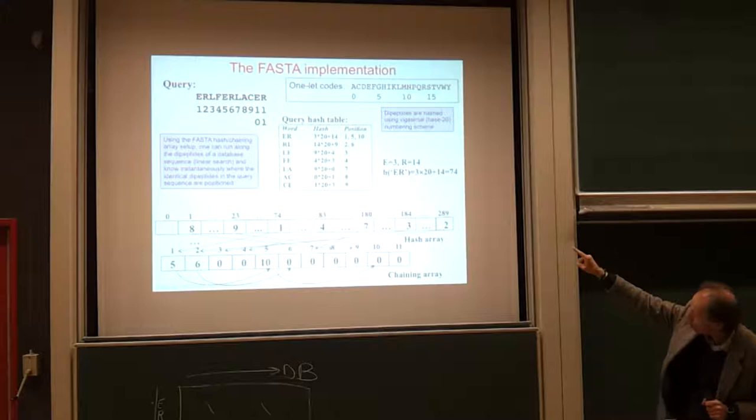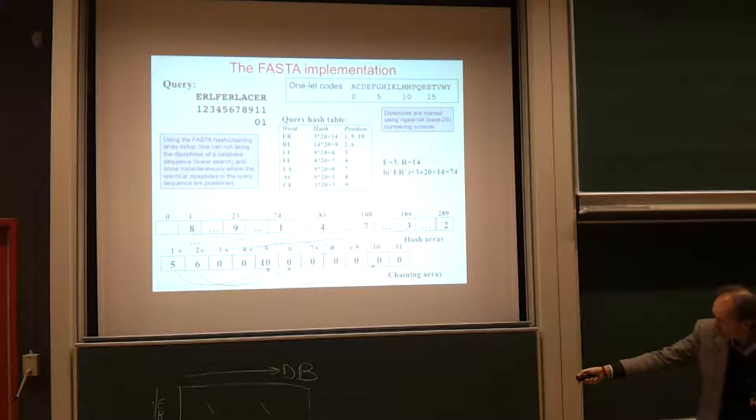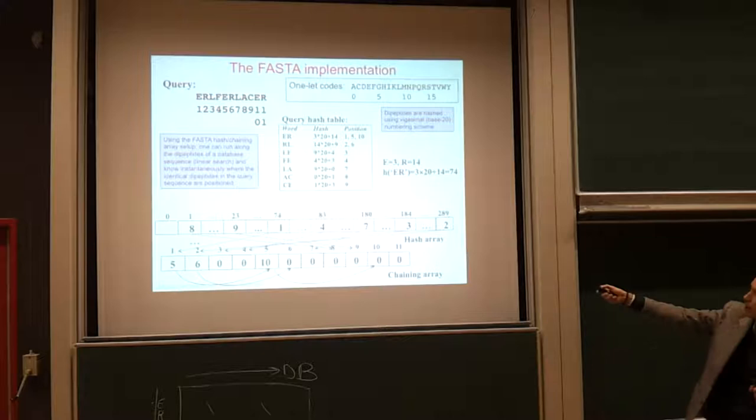So what have you got? Basically, they use this table now. They scan the database sequence, and immediately when the word ER is there in the database sequence, you know immediately, okay, 1, 5, and 10, put the diagonal. So this is a quick way of finding the correspondence of the diagonals between the query sequence that has been pre-processed in the database sequence.